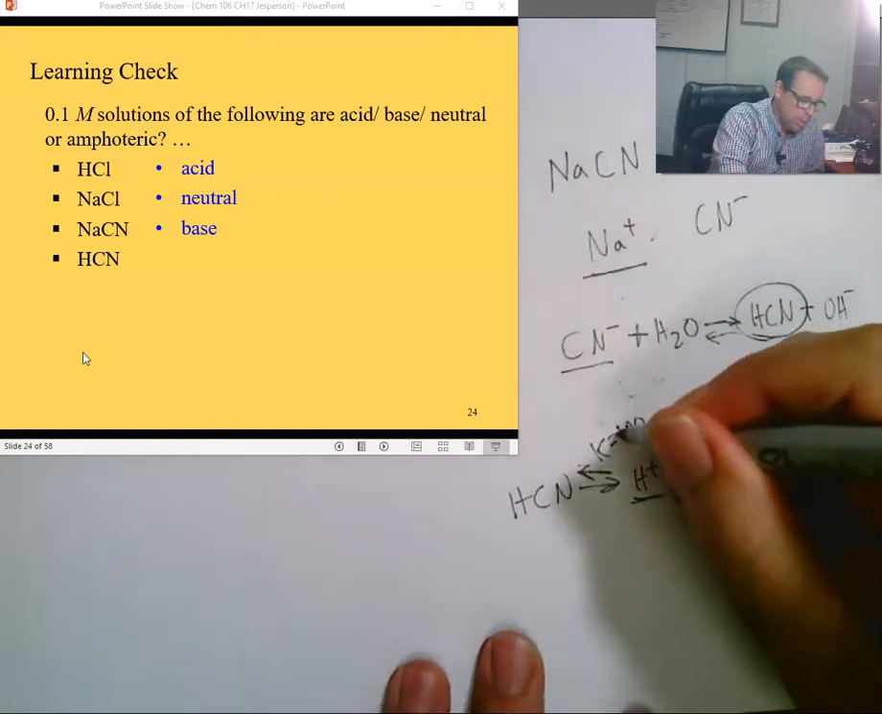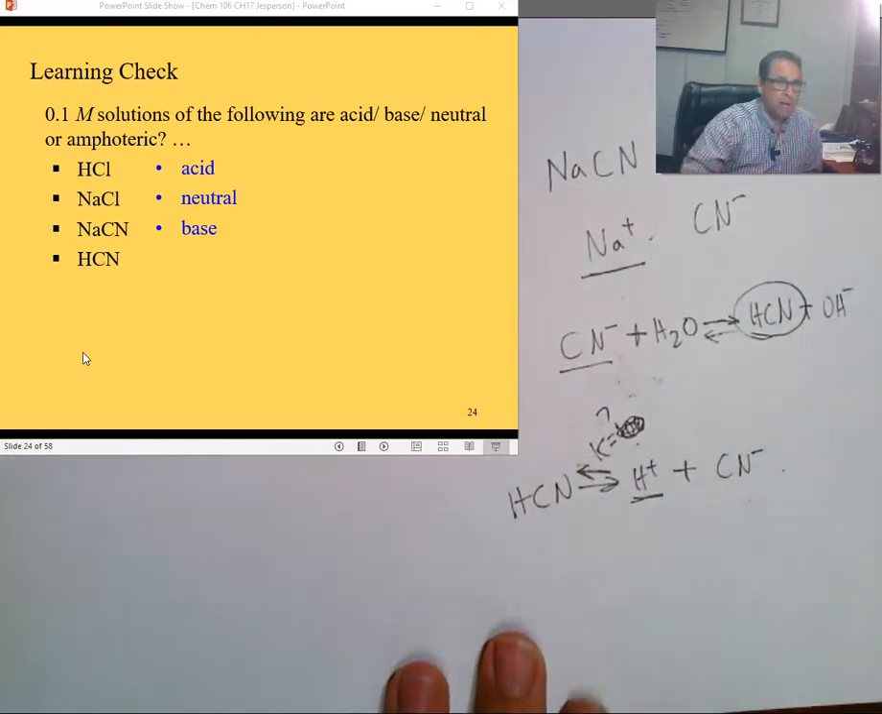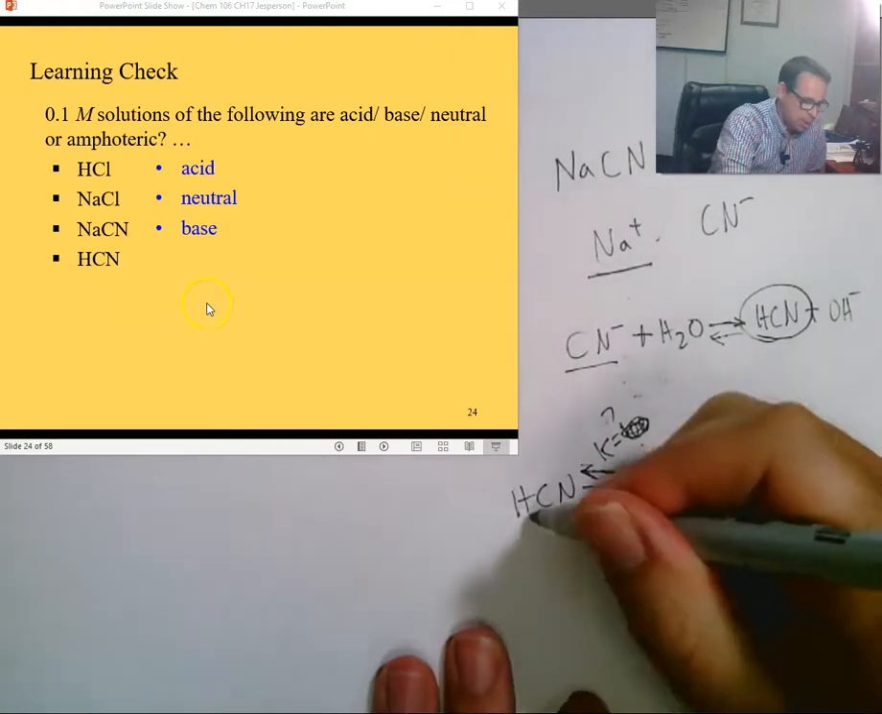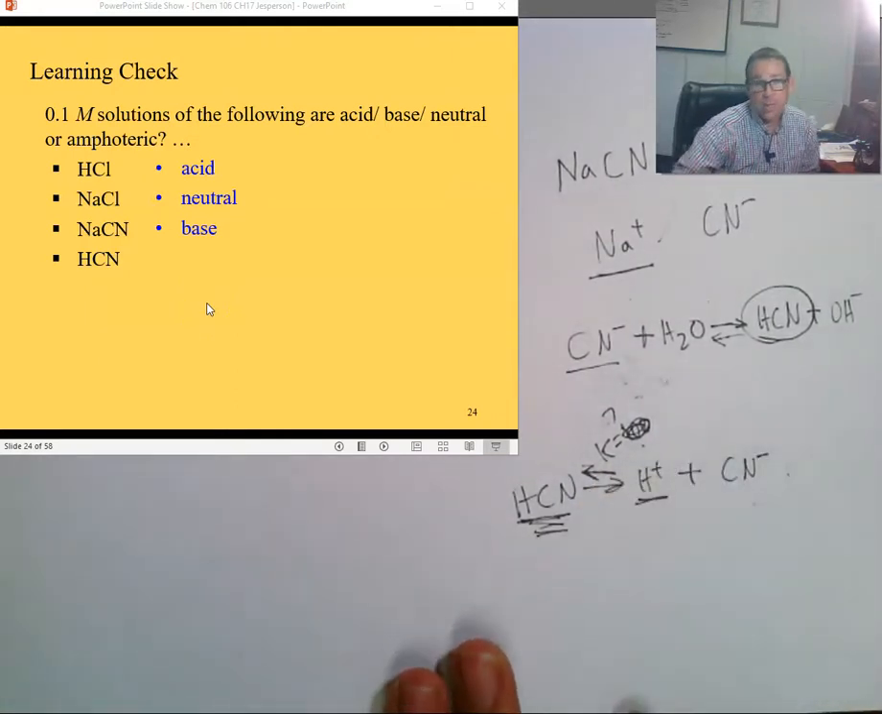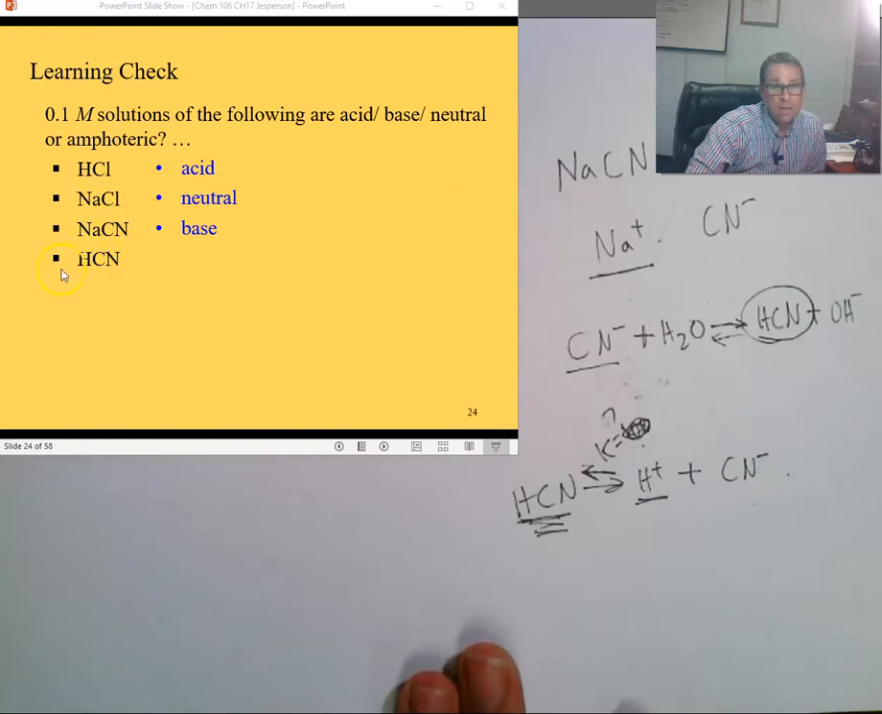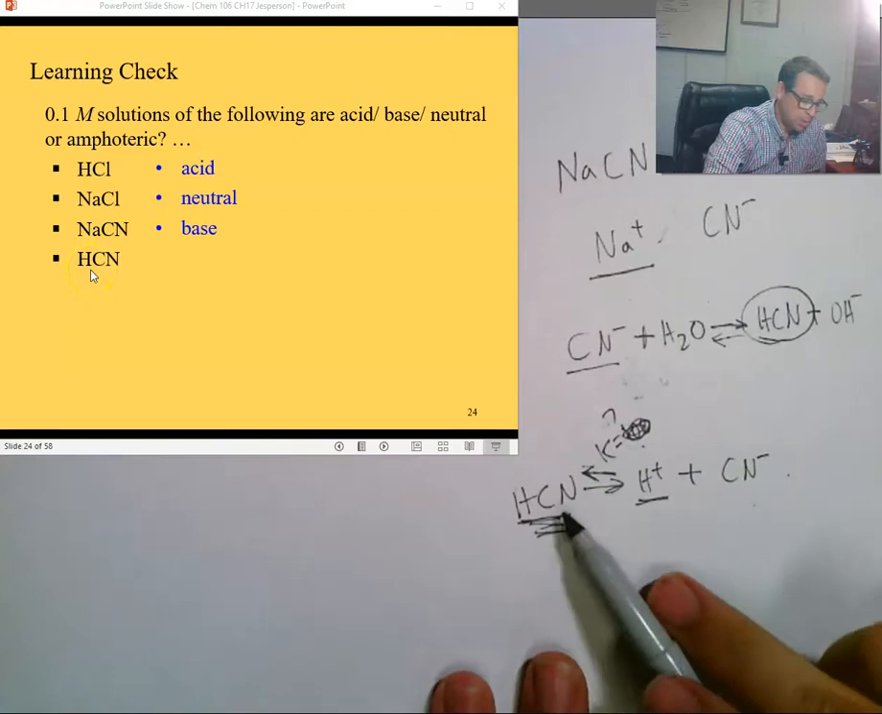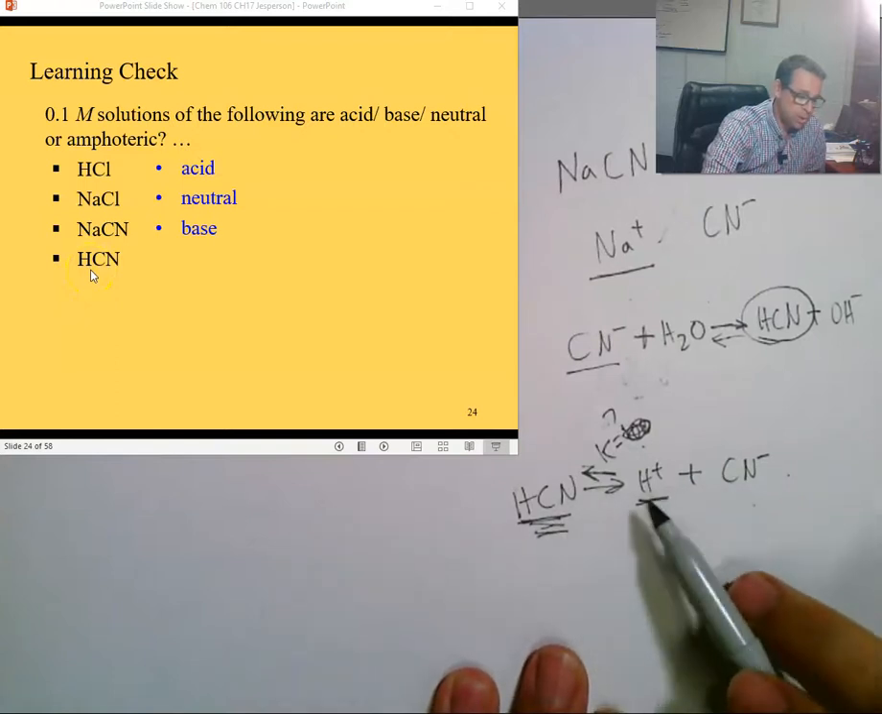So we don't know what the K is, but because we put HCN in solution, and by the way, what is HCN? HCN is a weak acid. And how can we know that? We just know it's not on the list of strong acids, and it starts with a hydrogen ion. Therefore, when we put this into solution, it will make the solution acidic.